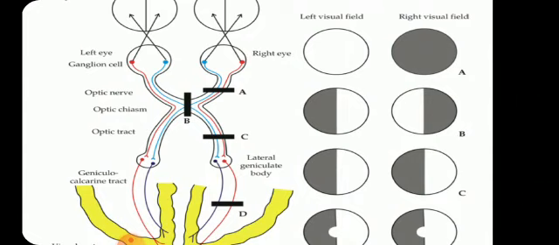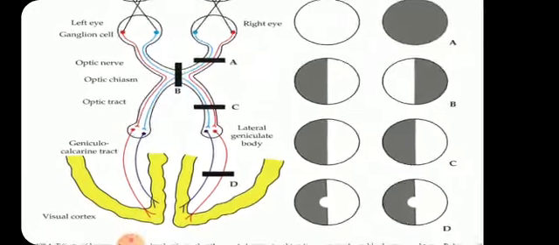What do you mean by homonymous? Same side of both visual fields are affected. Now, the lesion of the optic nerve, that means I am talking about lesion A here. It actually cuts off impulse transmission from that particular eye and produces blindness in that visual field. That's why with lesion A here in this picture, you can see blindness of the right eye.